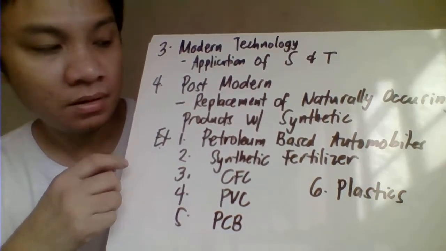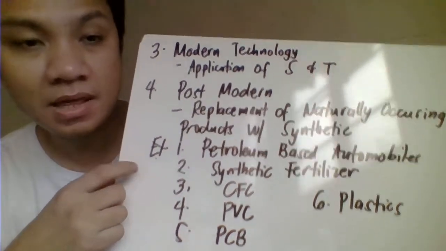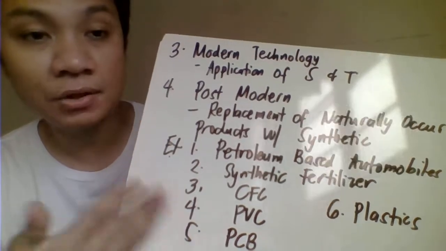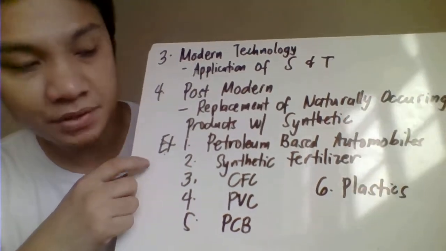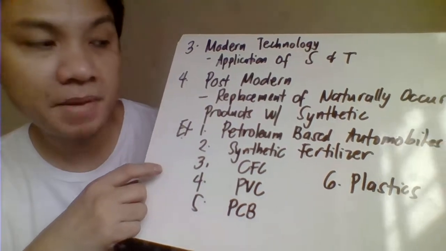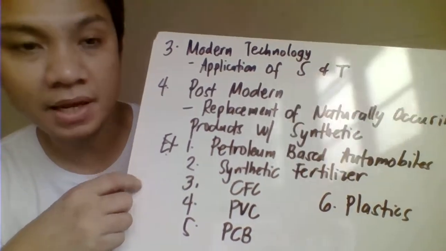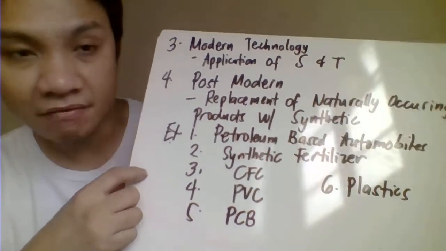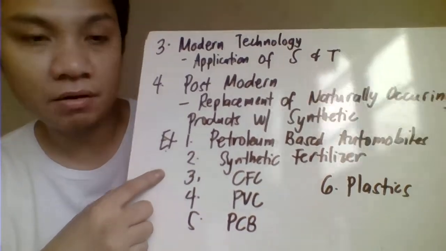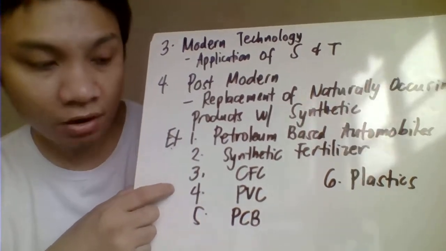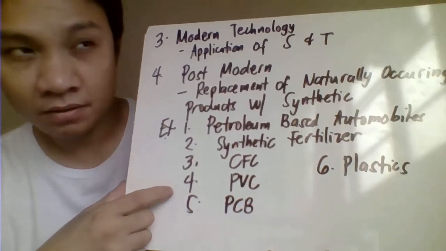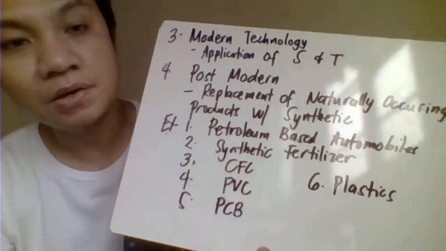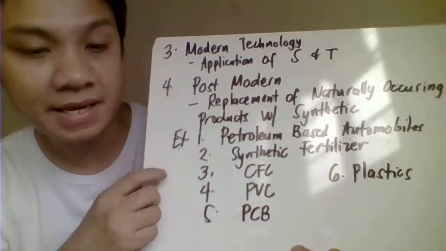Okay, remember here that synthetic products are considered to be toxic. So toxic to our health, toxic to our environment. The first one we have is petroleum-based automobiles, like for example jet engines. Another one is petroleum-based synthetic fertilizer. Then we also have chlorofluorocarbon, polyvinyl chloride, chlorobiphenyl, and we also have the plastics. This includes polyester and polystyrene.